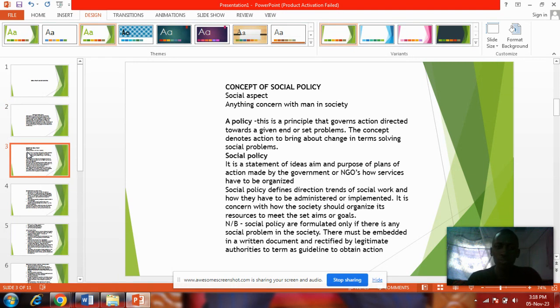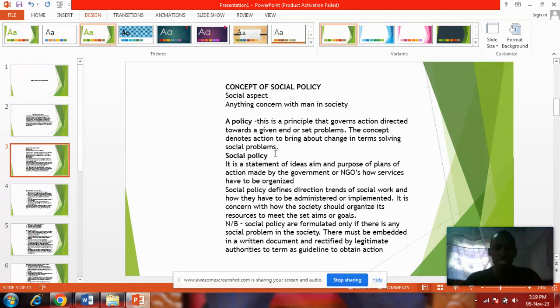So we have the concept of social policy, and social aspects, anything that concerns man in the society. We also have definitions and the meaning of a policy. A policy is the principle that governs action directed towards a given end or set of problems. The concept denotes action to bring about change in terms of solving social problems.